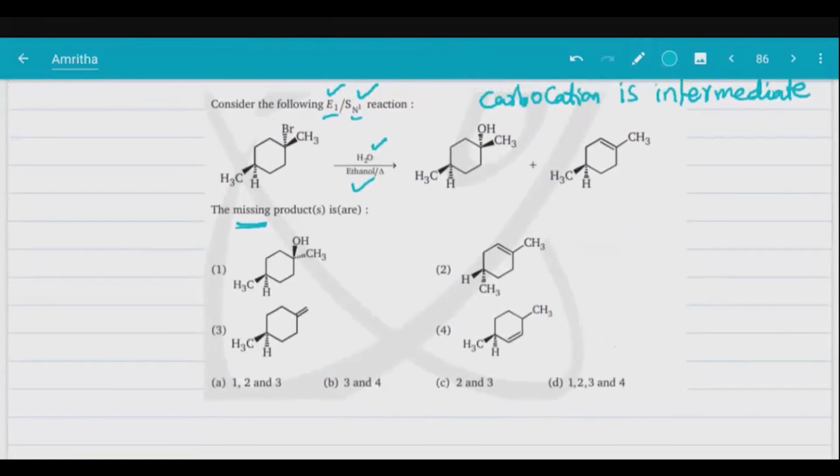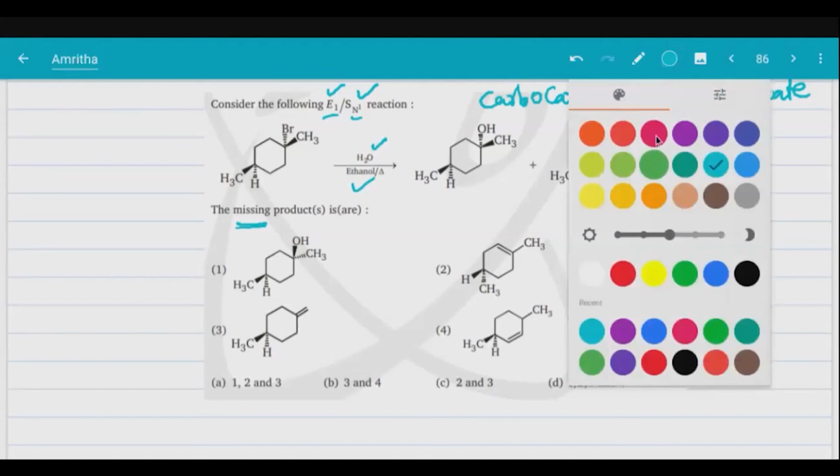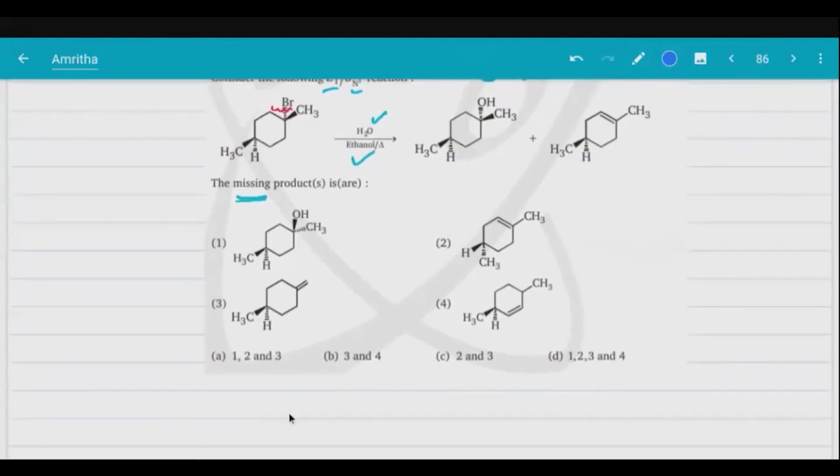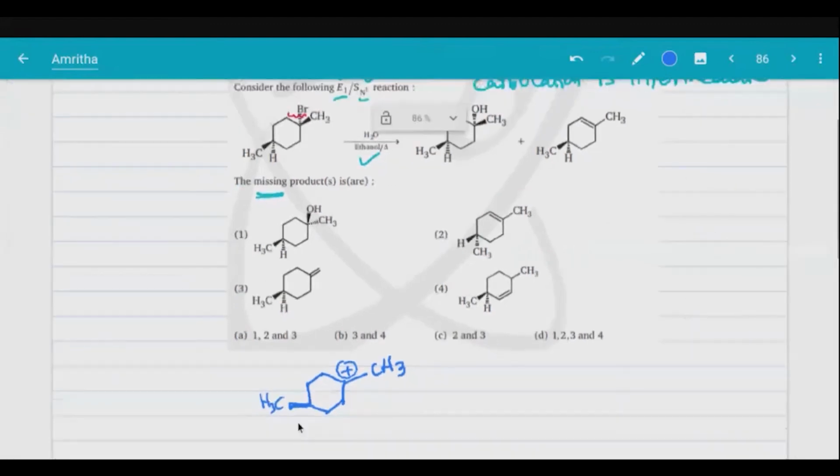Okay, so I'll write the intermediate first, then I'll ask you, what is the intermediate? You remove bromine. So what I'll get, this is what I'll get. Br means there's a positive charge. Wherever there is a positive charge, sp2 carbon, no need to write up and down, directly write methyl. CH3 and H, plus charge. Now this is our intermediate.